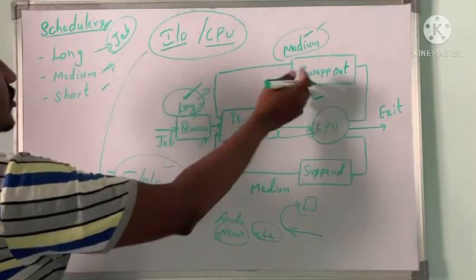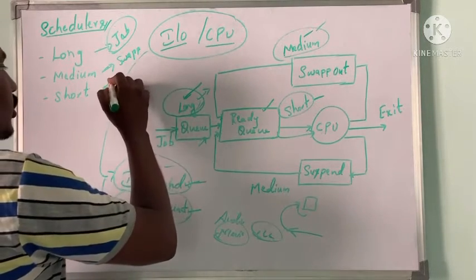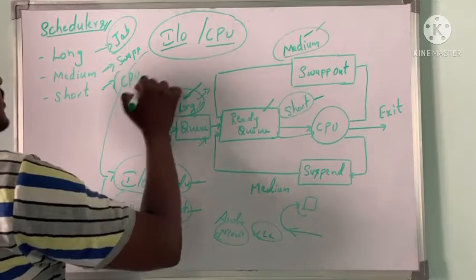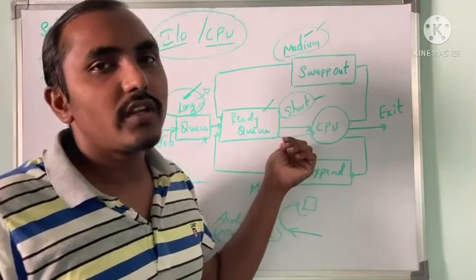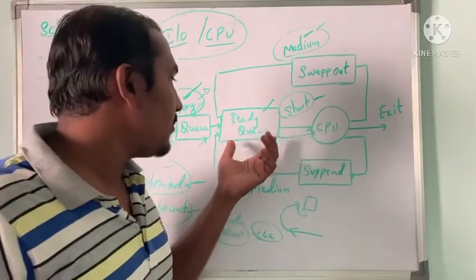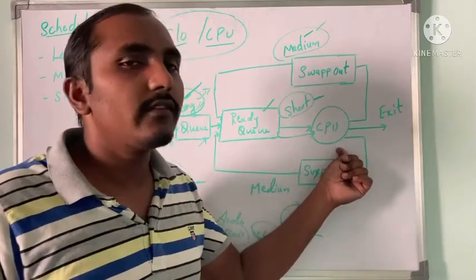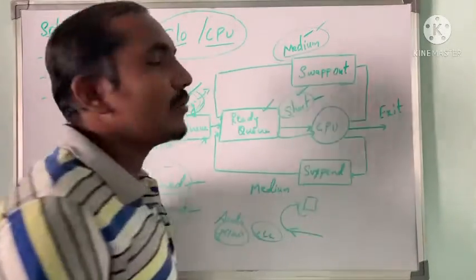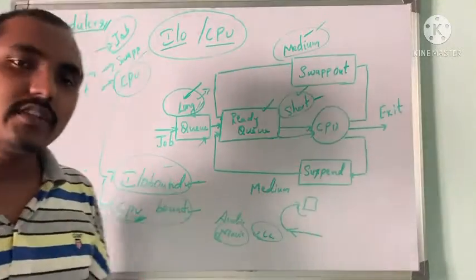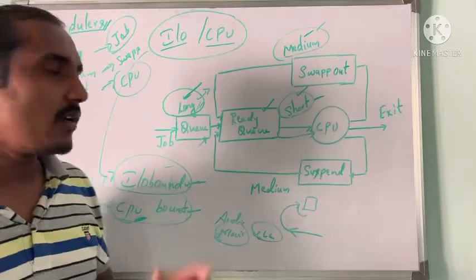The medium scheduler is used for swapping. And the short-term scheduler is considered the CPU scheduler, because it is going to give one process for execution to the CPU. From the ready queue, it selects one process and gives it to the CPU for execution, which is the job of the short-term scheduler. So we have three types of schedulers: long-term, medium-term, as well as short-term.